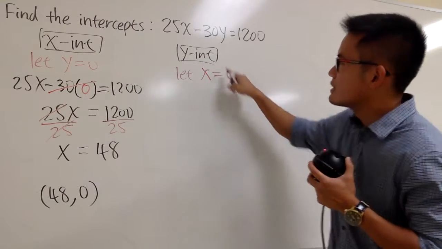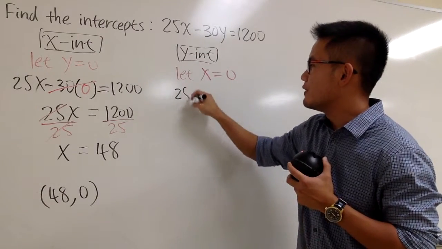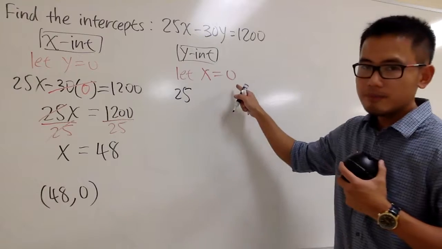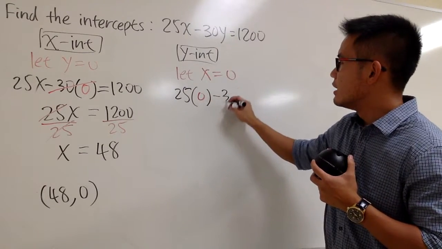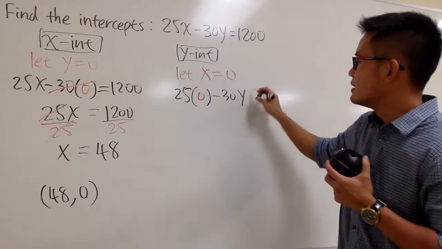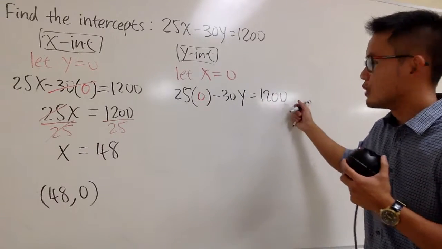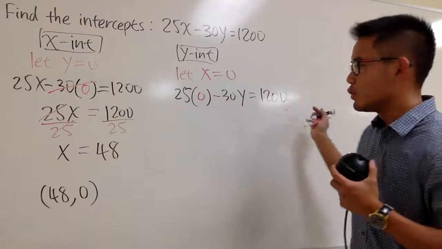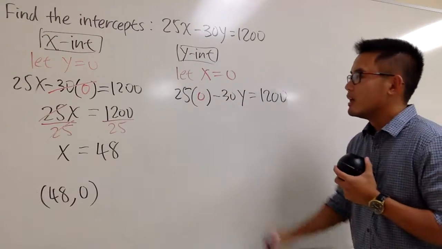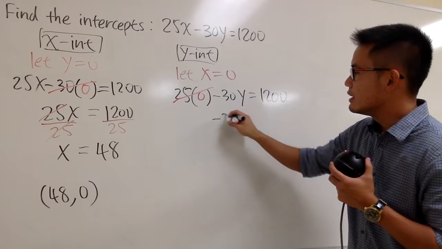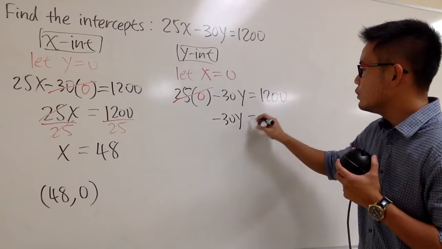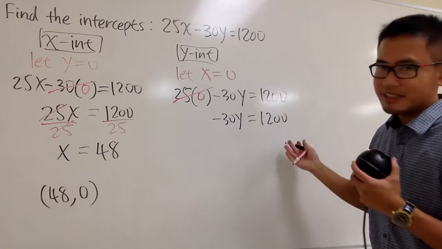Plugging 0 in for x, we have 25 times 0, and then minus 30y, and this is equal to 1200. We are going to solve this equation for y. 25 times 0 is just 0, doesn't matter. And this is the negative 30y, and that's equal to 1200.